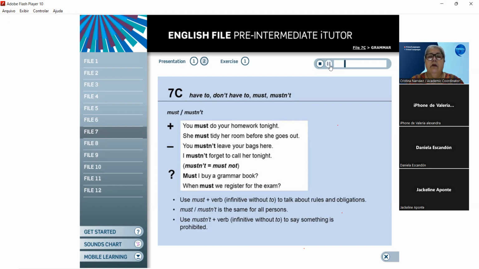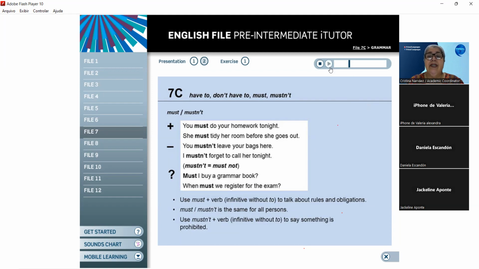She must tidy her room before she goes out. Please repeat. She must tidy her room before she goes out. Perfect. Very good. Entonces aquí tenemos dos T's juntas. Se convierten en solo una. She must tidy. She must tidy her room before she goes out.